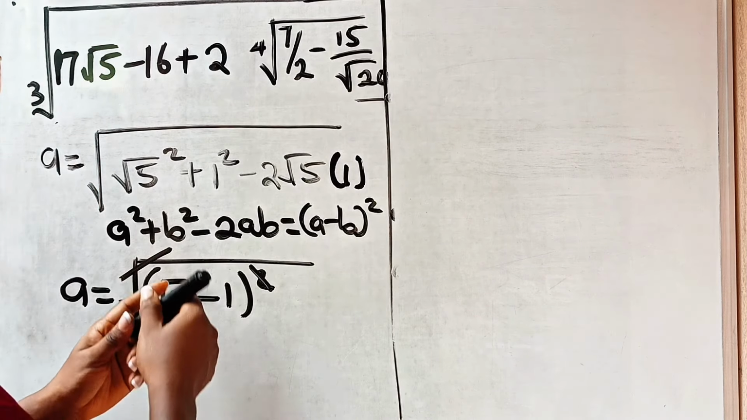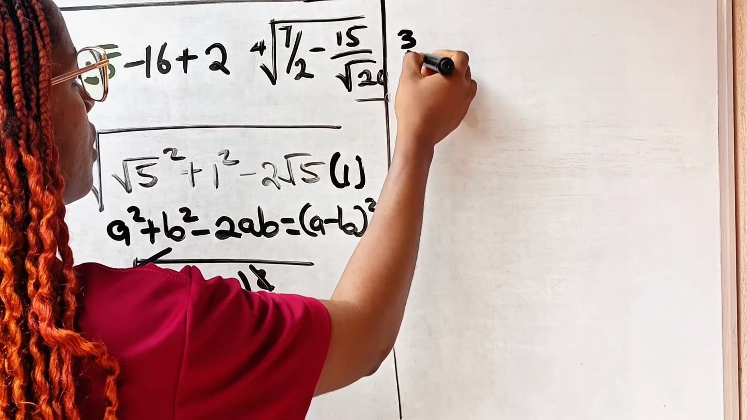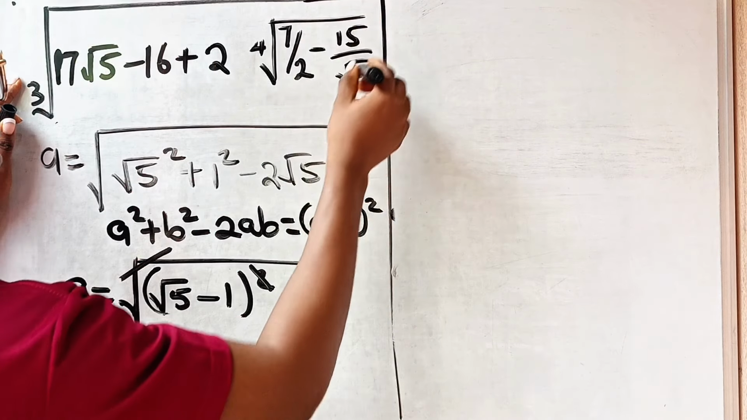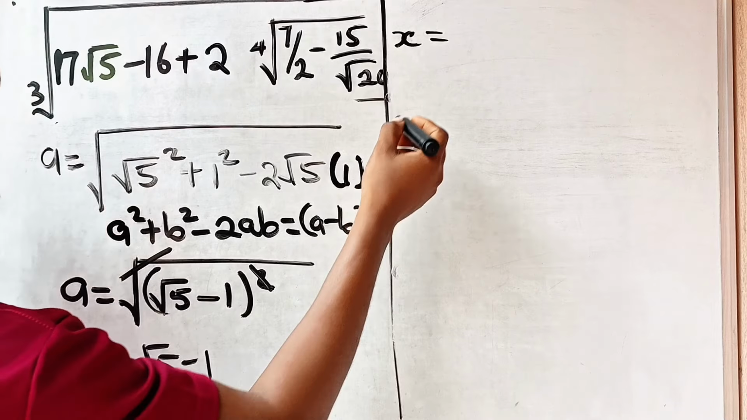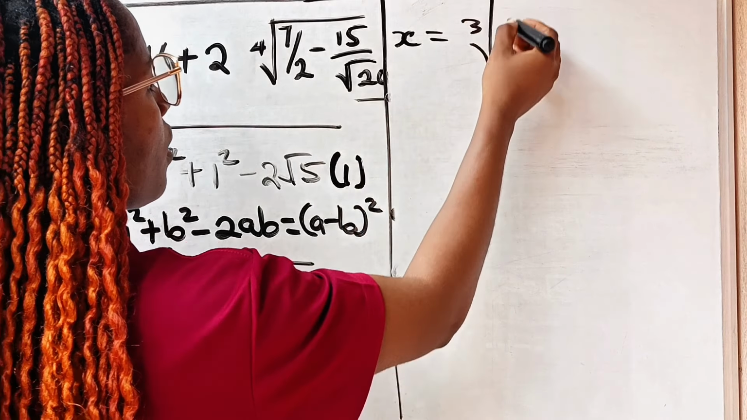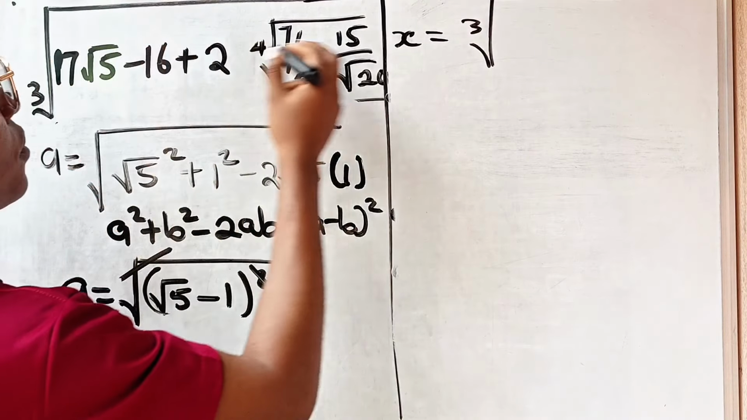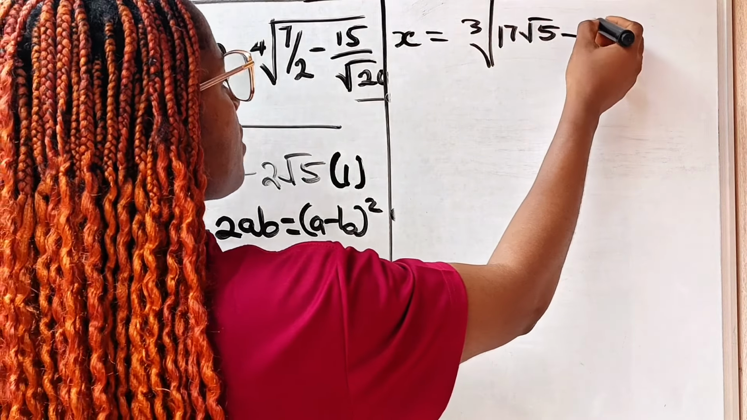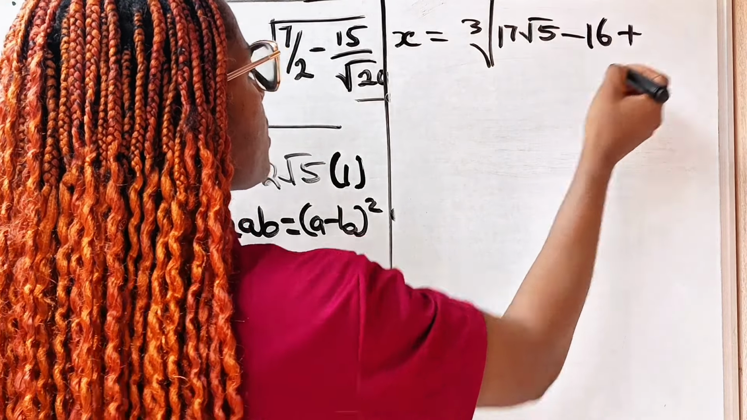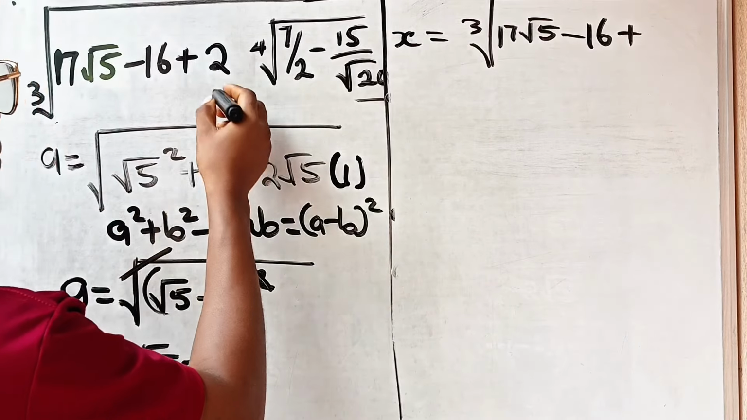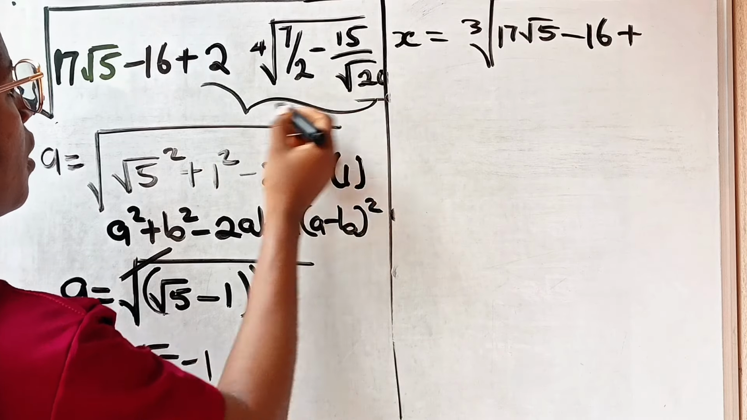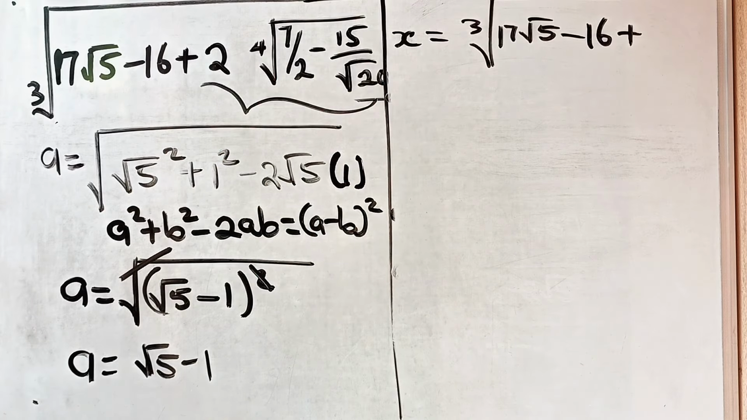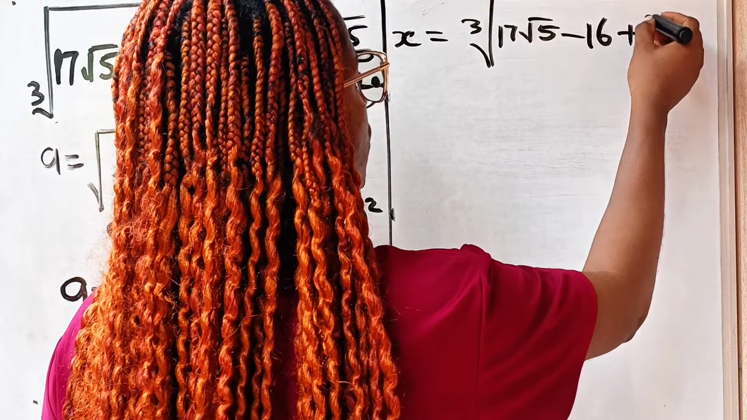Okay, so now we have cube root. Now let's call the whole of this x. So let's say let x be equal to cube root of 17 root 5 minus 6 minus 16 plus. Now remember that the whole of this from here is what? A. So I'm going to replace from here to here with root 5 minus 1. So plus root 5 minus 1.